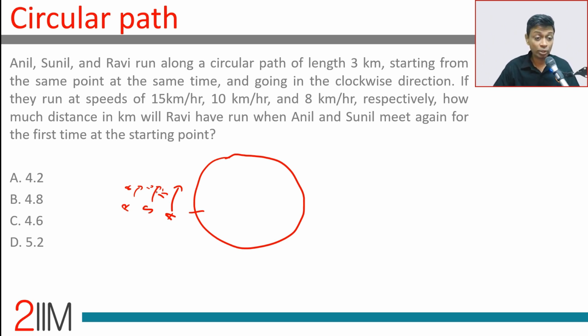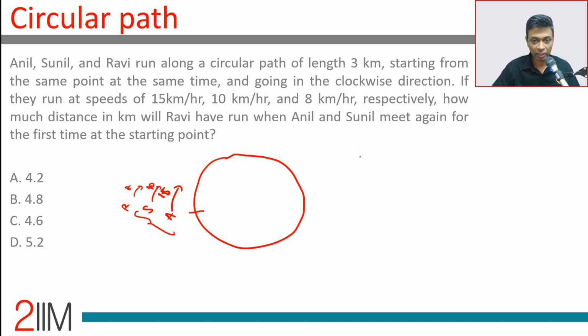How much distance in kilometers will Ravi have run when Anil and Sunil meet again for the first time at the starting point? So we'll have to see when Anil and Sunil meet at the starting point for the first time. How long will it take Anil to reach the starting point and Sunil to reach the starting point, and then we find the LCM of those two and come back to Ravi later on.